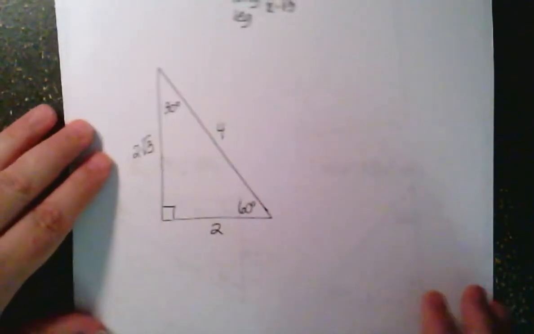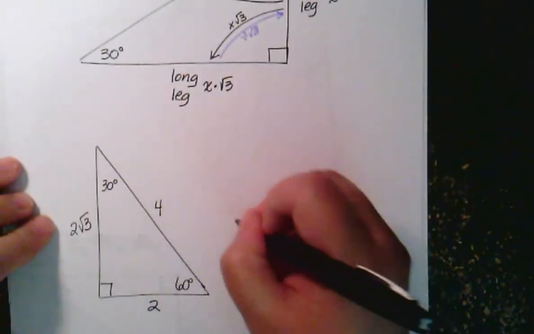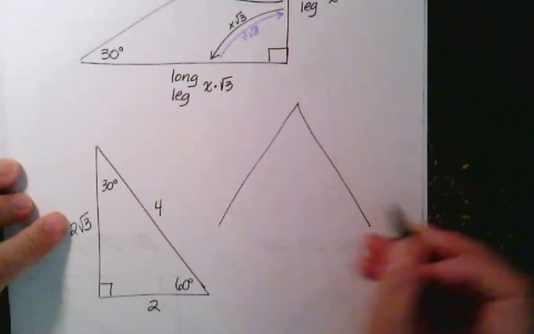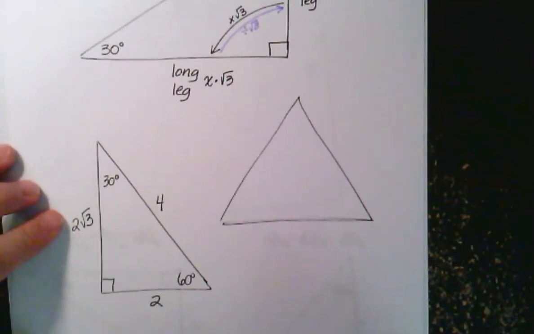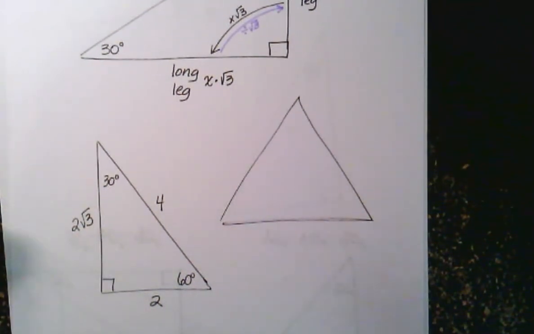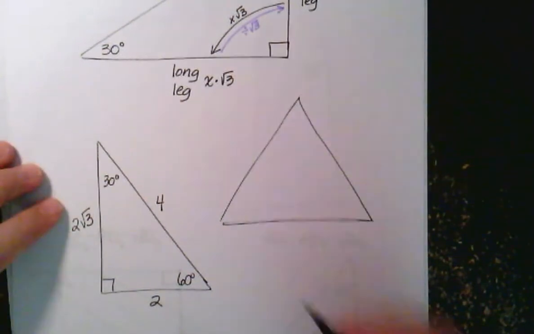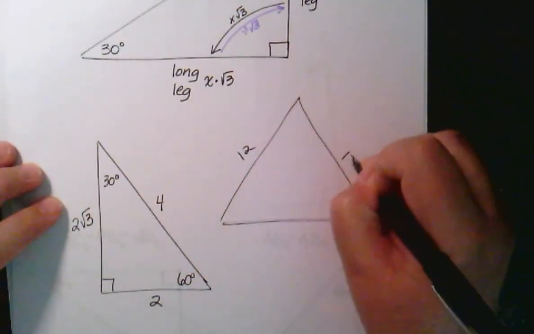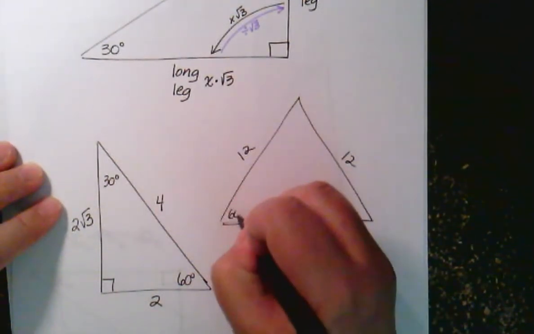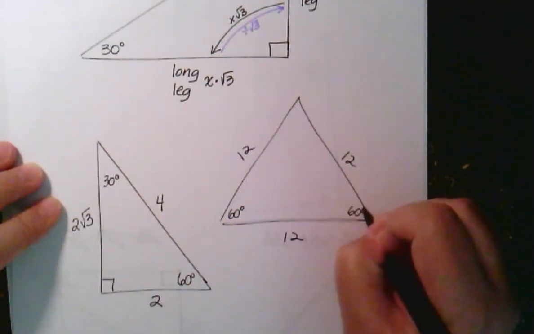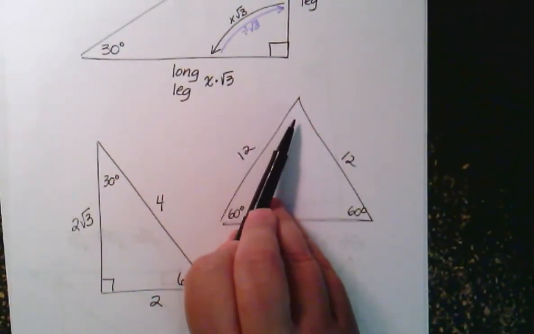Now, one of the places where 30, 60, 90s are very helpful is with equilateral triangles. If I have an equilateral triangle, and I'm sorry, it's a poorly drawn one, that means all the side lengths are the same, like 12, 12, 12. Well, all of the angles are the same also. So all of the angles in an equilateral triangle, 180 divided by 3, are each 60 degrees.